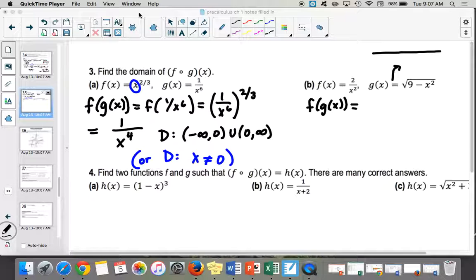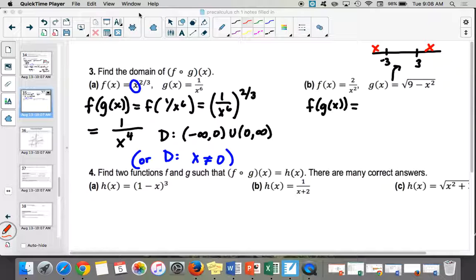3 and negative 3, right? So we're going to put both of those on a number line, and think about what we can have and what we can't have. Can we plug in 0? Is that okay? 9 minus 0 under square root? Yeah, that works. Can I plug in 4? No, 9 minus 16 is a negative number, right? And can I plug in negative 4? No, same thing. 9 minus 16 is a negative number.